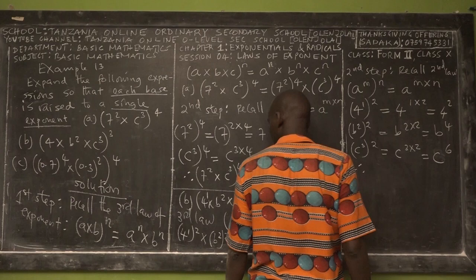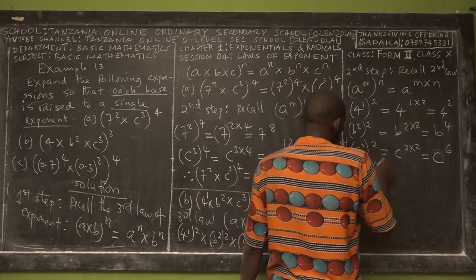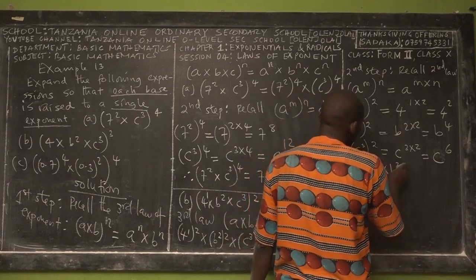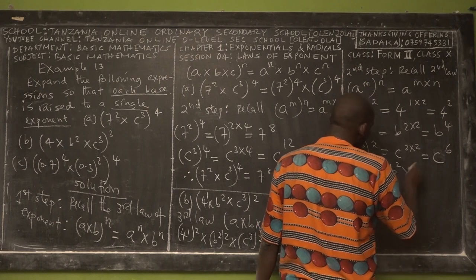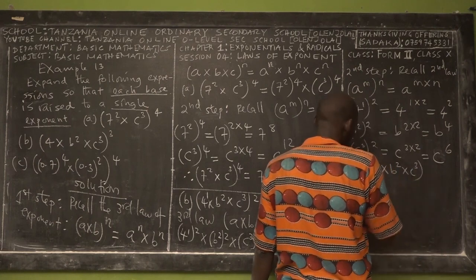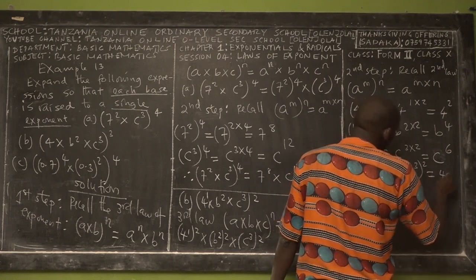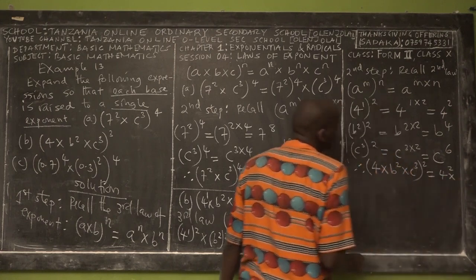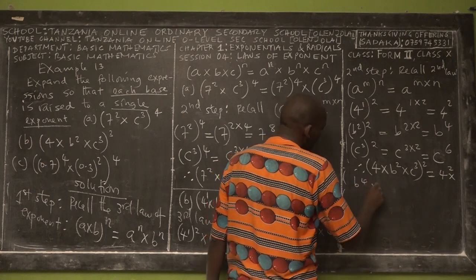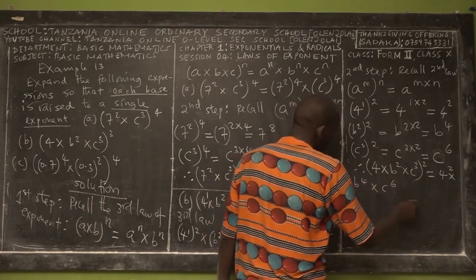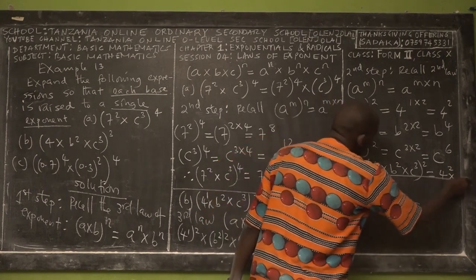equal to what? It was 4 times what? B square, right? Times what? C power 3, the question. Then power 2 is equal to what? 4 power 2 times what? B power 4 times what? C power 6. That's the response.